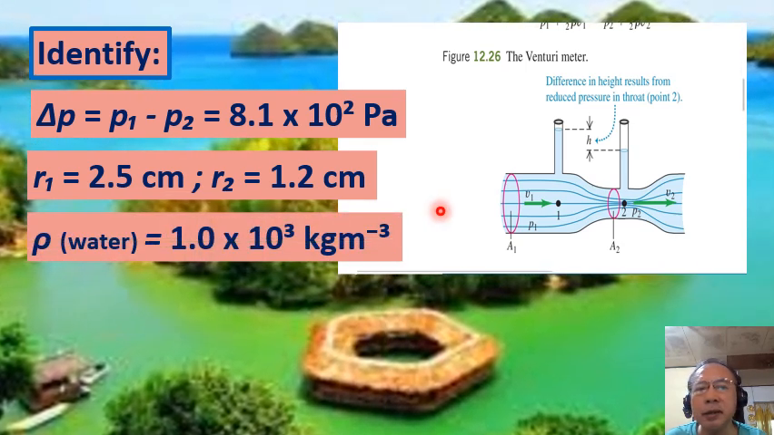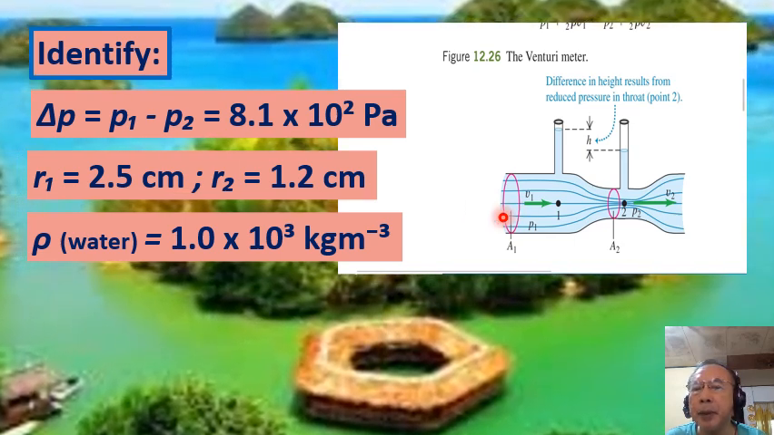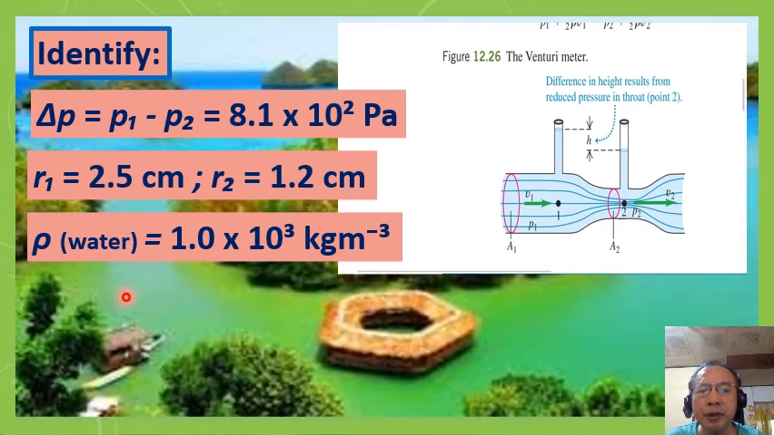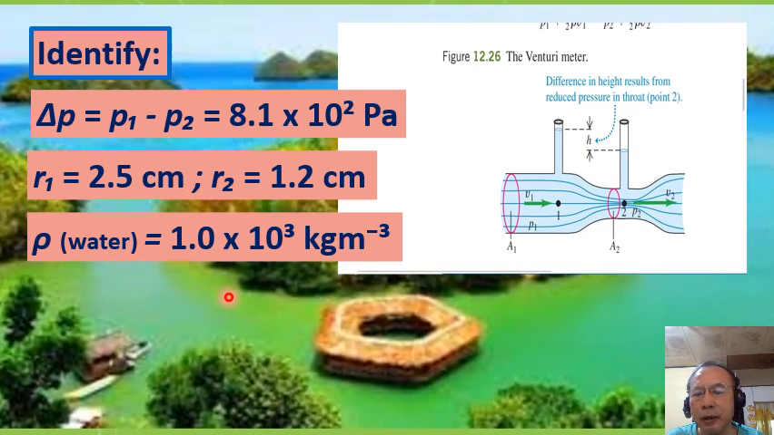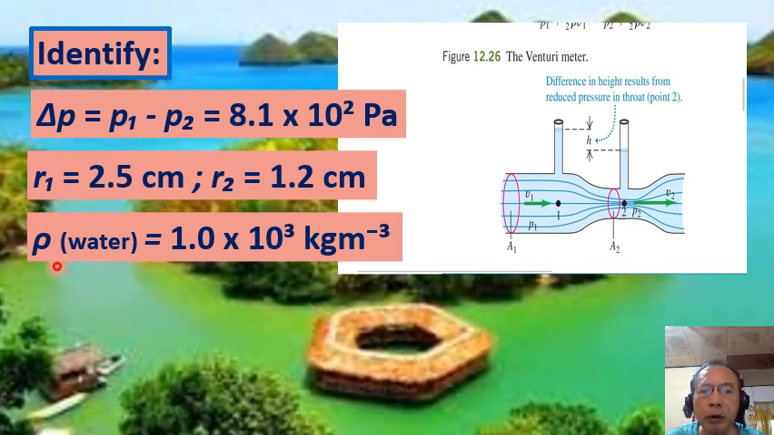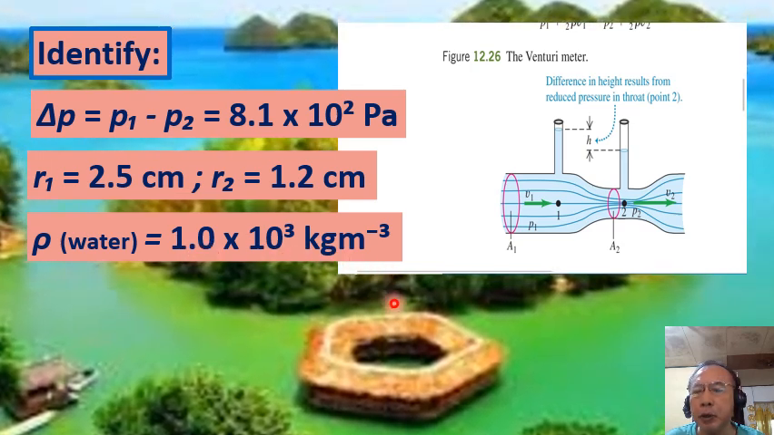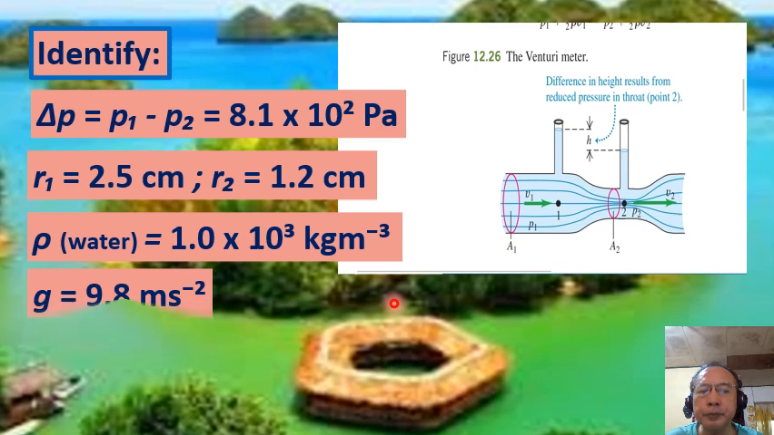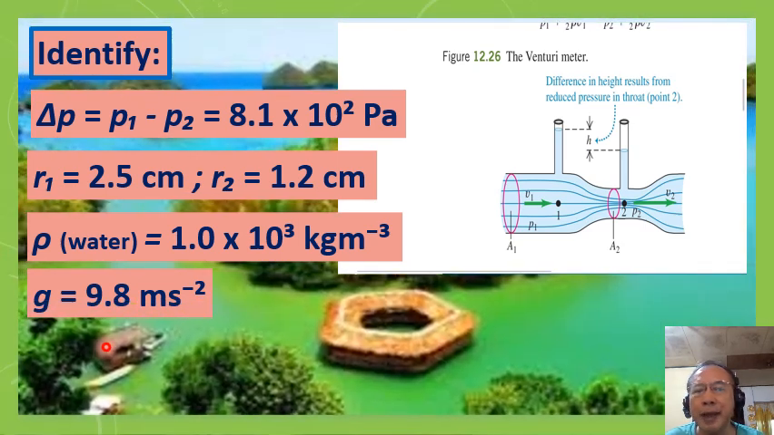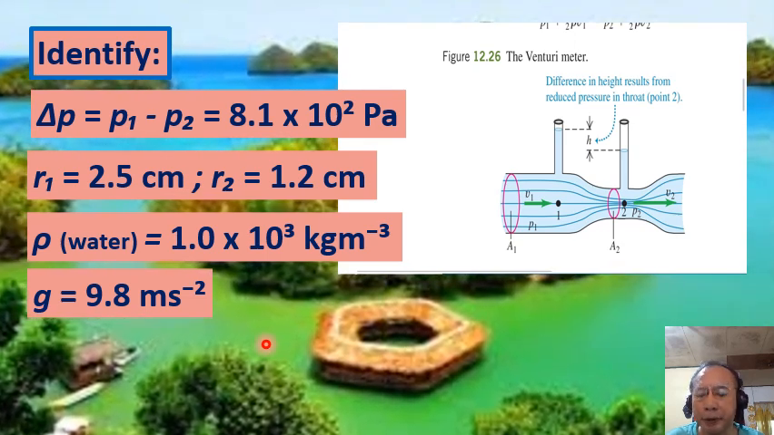Since the liquid used in this pipe is, of course, fresh water, we are going to use the standard density of water denoted by the Greek letter rho, equal to 1.0 raised to the third power kilogram per meter cube. And of course, we will let acceleration due to gravity, g, be equal to 9.8 meters per second squared.